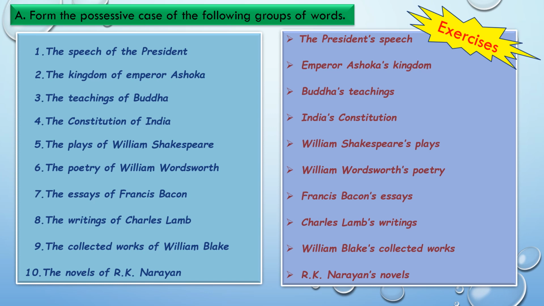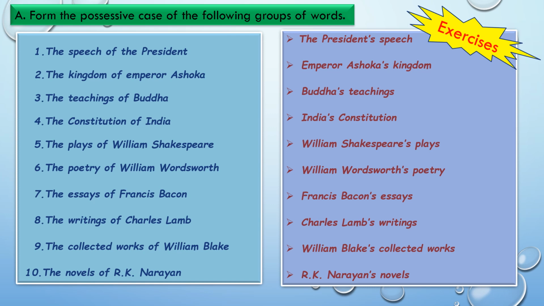The teachings of Buddha. So these teachings belong to Buddha. So Buddha's teachings. Next, the Constitution of India. We will form the possessive case like India's Constitution. Next, the plays of William Shakespeare. So these plays belong to William Shakespeare. So we will write William Shakespeare's plays.